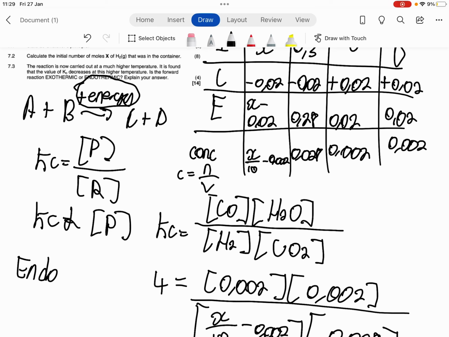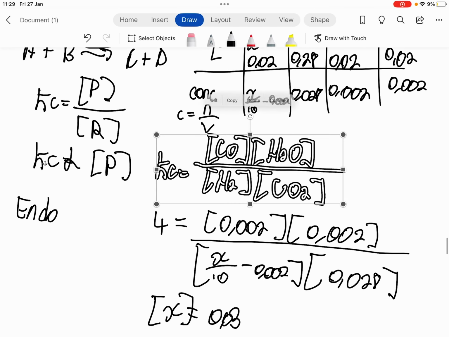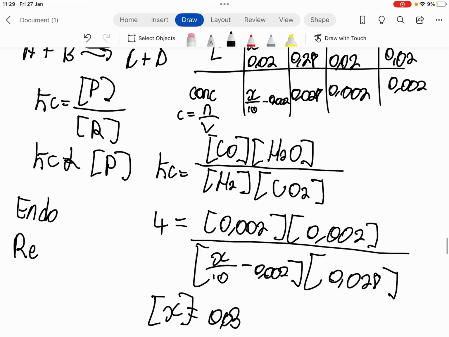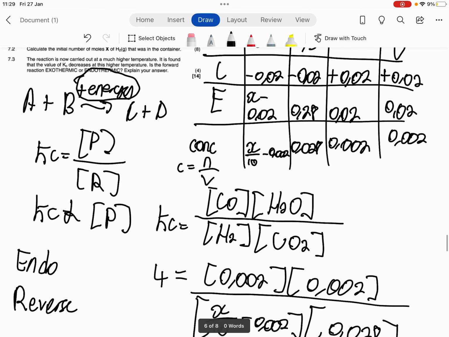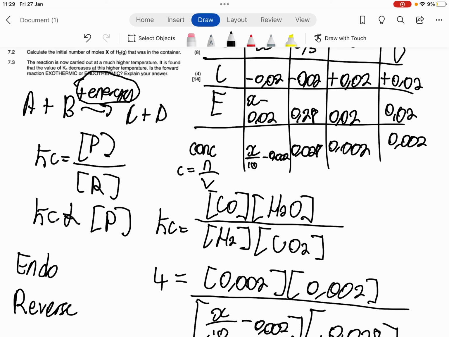Thereafter, we've gone on to the second part, the Kc decreasing. If the Kc decreases, since Kc is directly proportional to products, the products were being converted to reactants. That means the reverse reaction was favored. So in this case here, it's going to be reverse. Okay, and finally, the question states, is the forward reaction exothermic or endothermic? So we know that the reverse reaction was favored and the reverse reaction is endothermic. Therefore, the forward reaction is going to be exothermic. Okay, I hope this makes sense.